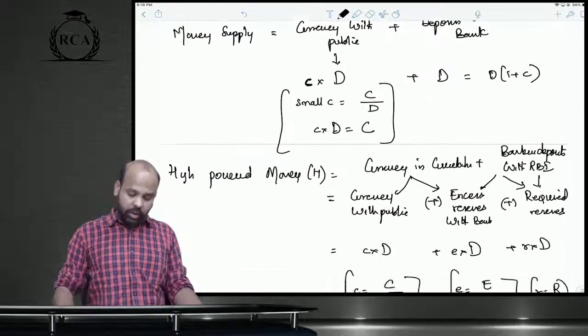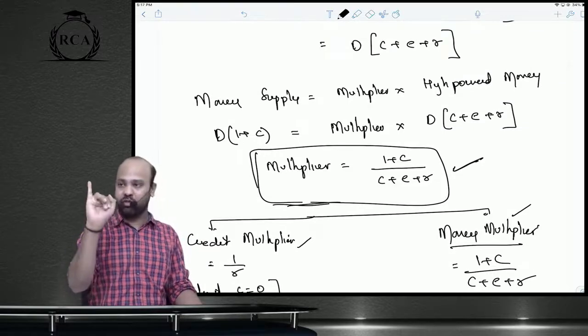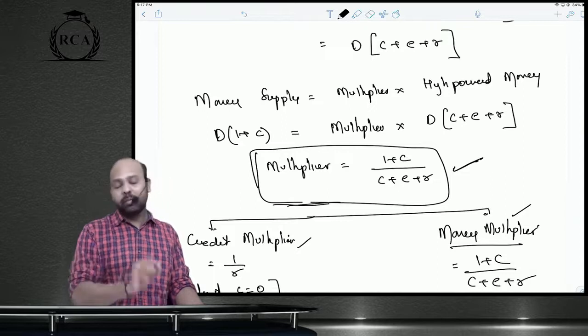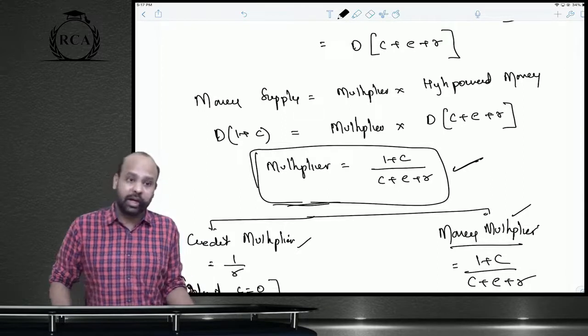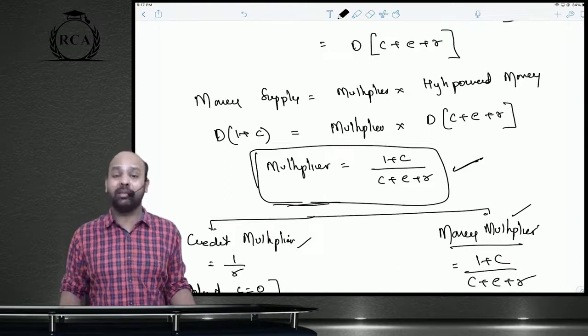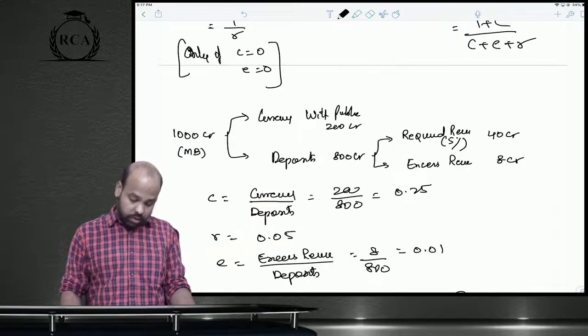Okay, sir. So ultimately, I have derived the formula of the multiplier. I told you if there is a currency to deposit ratio, a minimum required reserves to deposit ratio, and an excess reserves to deposit ratio, the multiplier would be (1 + C) divided by (C + E + R). That would be your multiplier. Understood, sir? Okay, yes sir.